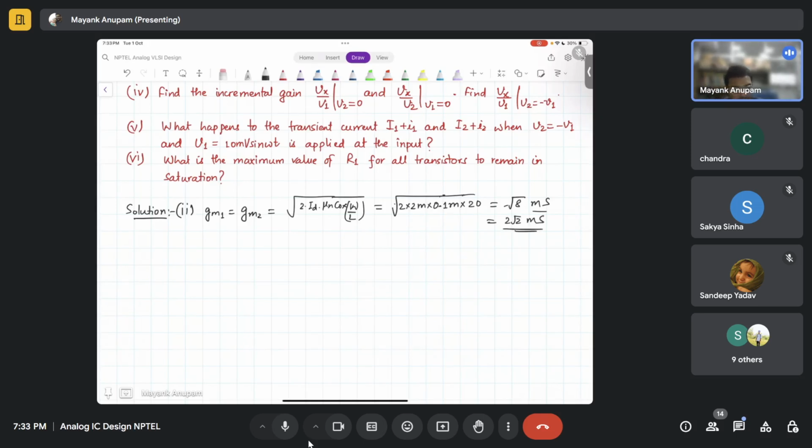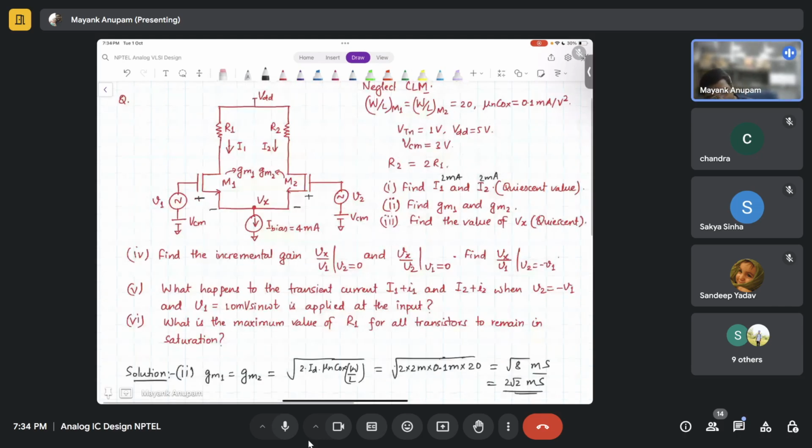So forgive me for this weird number. I just framed the question just like that. I didn't care about the values. So 2 root 2 millisiemens. Fine. So GM1, GM2 is also set. I mean, you know how much it is. Now find the value of Vx.